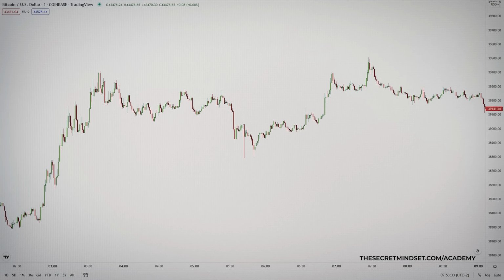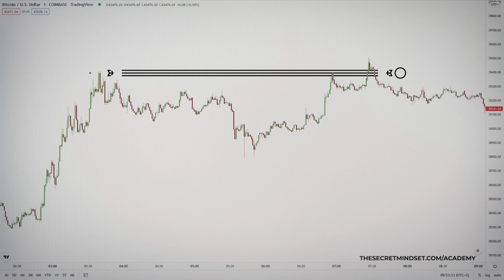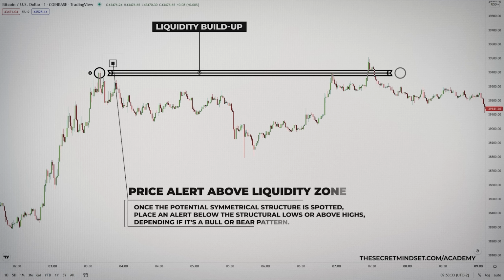To trade a liquidity clearout, you need a clear plan to find a pattern. Using price alerts is a useful way to support the searching process. The plan is quite simple. Once the potential symmetrical structure is spotted, with variables that fit a potential liquidity clearout, you place an alert below the structural lows or above highs, depending if it's a bull or a bear pattern.